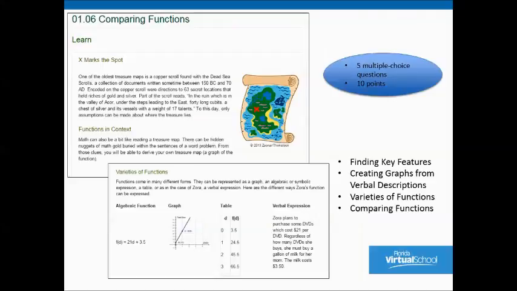Lesson 1.06 covers finding key features of graphs, creating graphs from verbal descriptions, varieties of functions, and comparing functions. The assessment for this lesson is a 5-question multiple choice quiz.